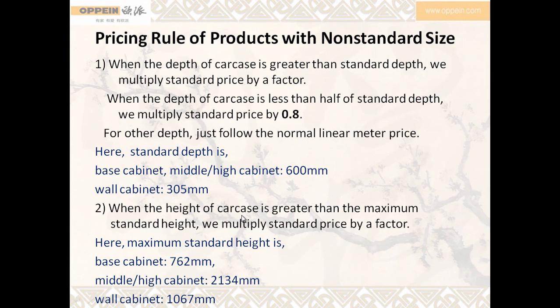2. When the height of carcass is greater than the maximum standard height, we multiply standard price by a factor. Here, maximum standard height for base cabinet is 762 mm. For middle cabinet and high cabinet, it is 2,134 mm. For wall cabinet, it is 1,067 mm.